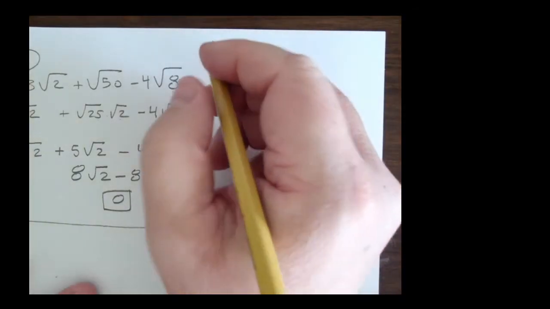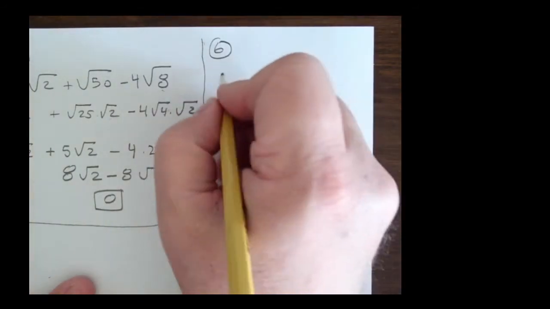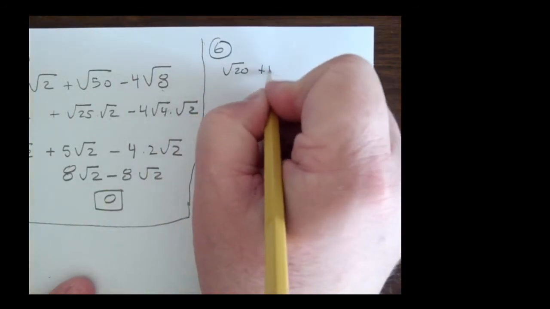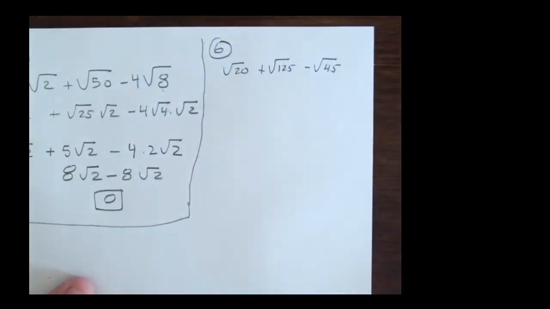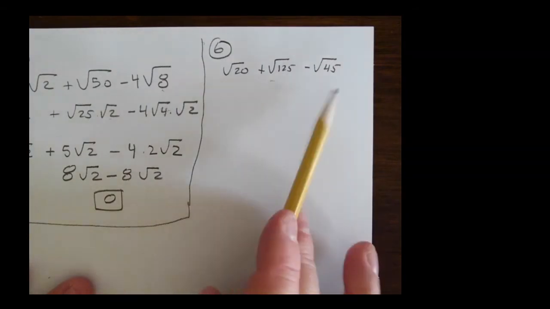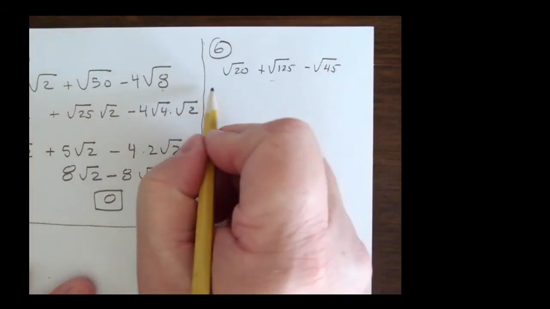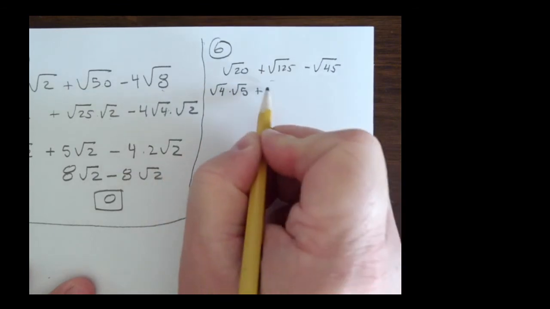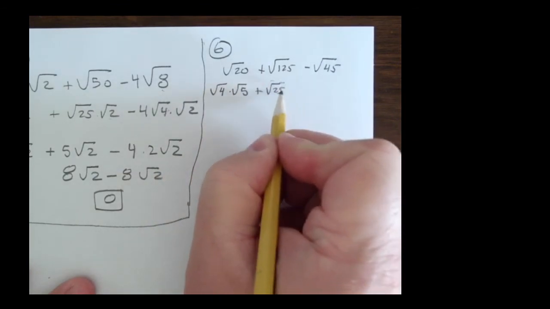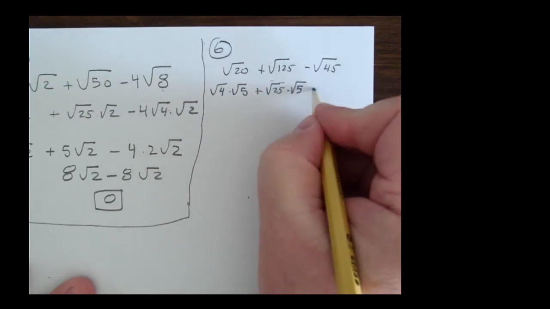Number 6. Square root of 20 plus square root of 125 minus square root of 45. Okay, again, it doesn't look like you can add or subtract them. They are all different roots. Remember, you need to have common roots to add, but we can then go, okay, well, square root of 4 is our perfect one, plus square root of 25. What times 25 is that? Oh, so that can be broken down.